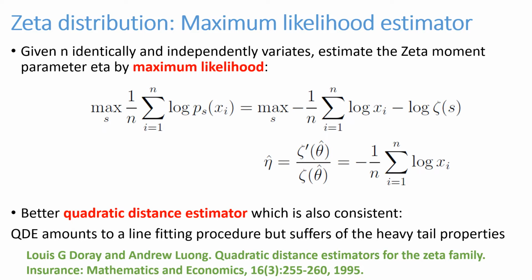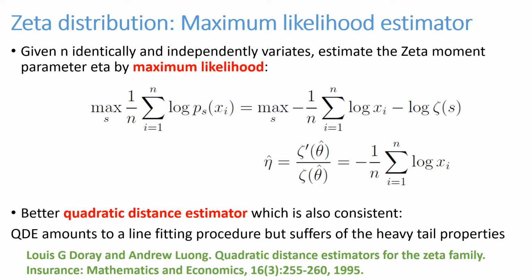Therefore, we get that the MLE in the eta parameter is the average of minus logarithm of the independent and identically distributed data. To get the corresponding natural parameter theta, we need to invert the log zeta derivative, which is a complex task. In practice, several papers have studied different estimator strategies.